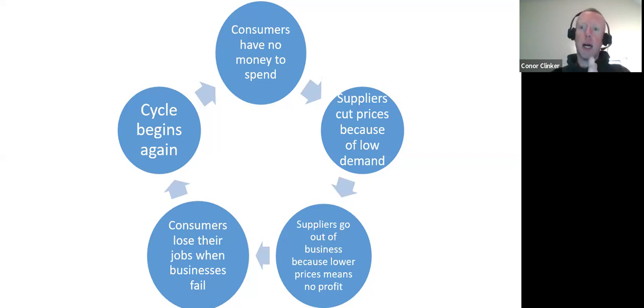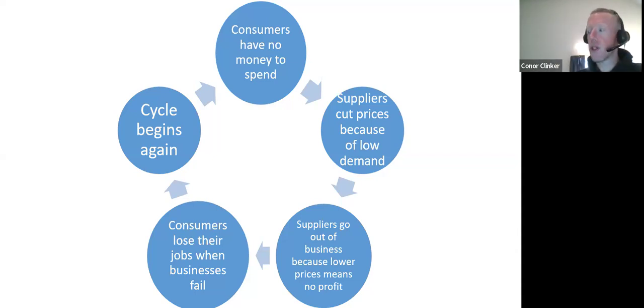If people lose their jobs, they're not going to be spending as much money. Duh. They don't have money to spend. And even if they do have some savings or whatever, they will decrease their spending. They're going to be only spending on essentials, generally speaking, right? So let's say 10 people get fired from the factory. That's consumers have no money to spend. Next, suppliers cut prices because of low demand. Those 10 people that just got fired, they're not, in all likelihood, going to be going out to the movies, right? That's not an essential.